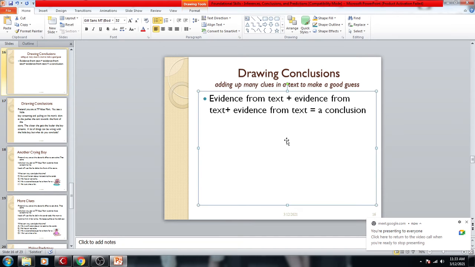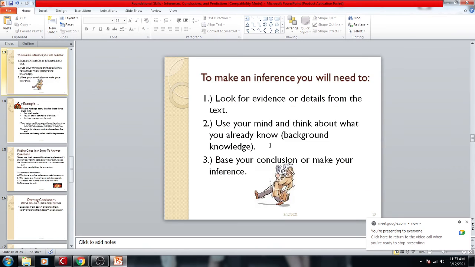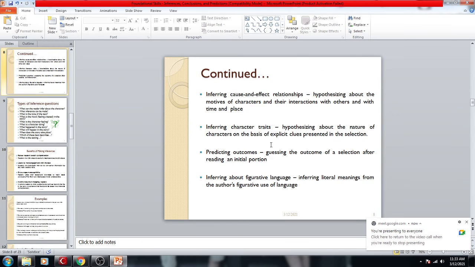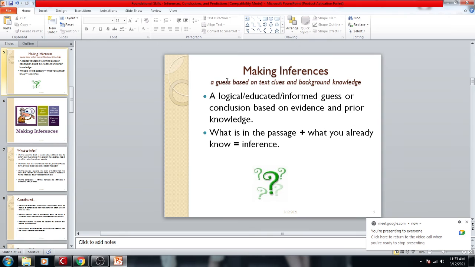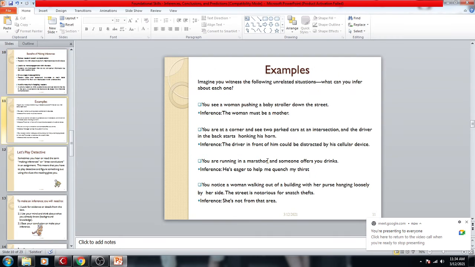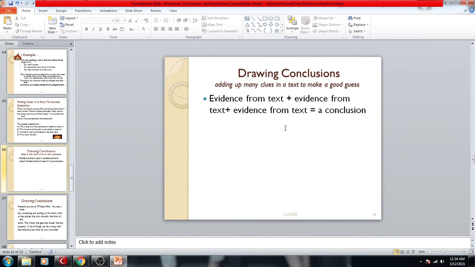Back to conclusions. So, adding up many clues in a text to make a good guess. Remember, go back: inference is a guess based on text clues, number 1, and background knowledge, number 2. Conclusions: adding up many clues in a text to make a good guess.